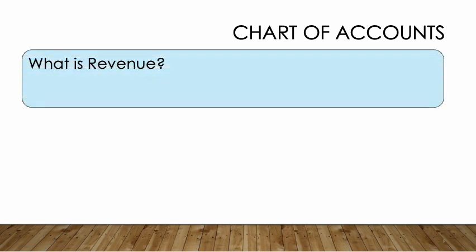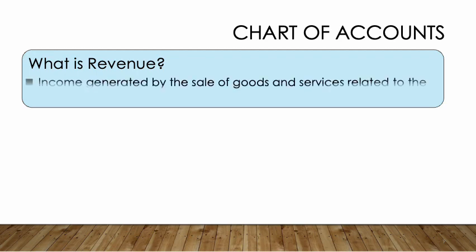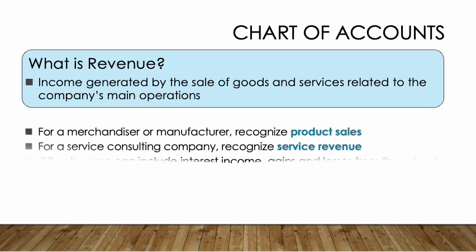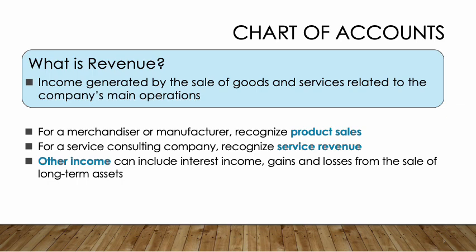Now let's take a look at the income statement accounts. What is revenue? Revenue is income generated by the sale of goods and services related to the company's main operations. And there's an emphasis on the company's main operations as well. For a merchandising firm, a business that sells goods like a supermarket or a general store like Walmart, or a manufacturer, some business that produces goods, we will recognize product sales. And so we'll have different categories of revenue for product sales.